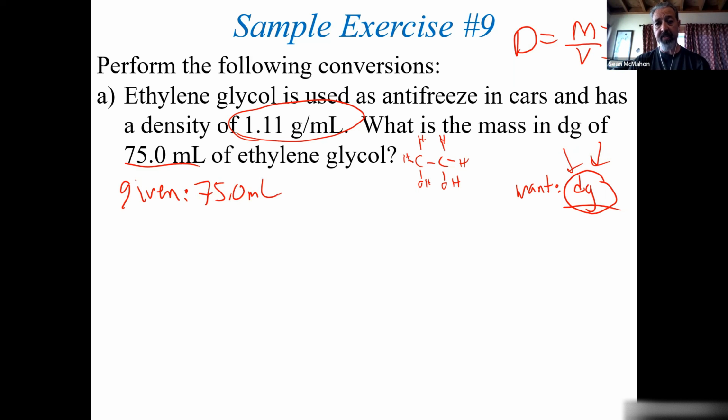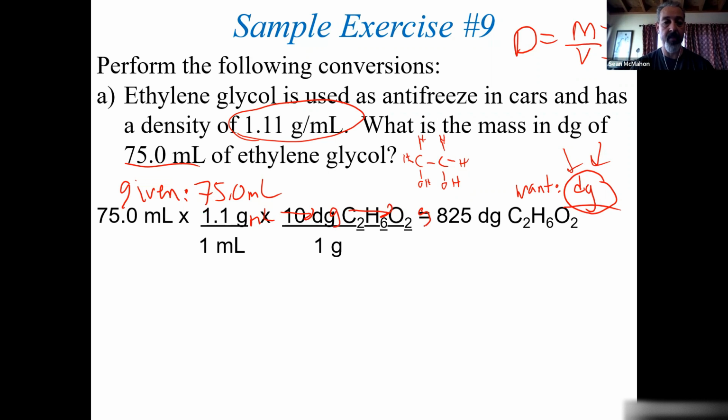So if I start with 75 mils of ethylene glycol, what can I do? I can go from the mils of the ethylene glycol to the grams. And then from the grams, I can use the metric system because I know there's 10 decigrams in a gram, 10 years in a decade, and I can go to decigrams. Oh, sorry about that.